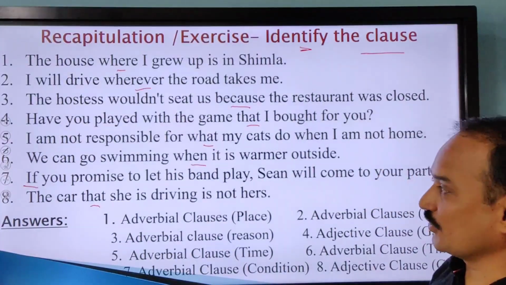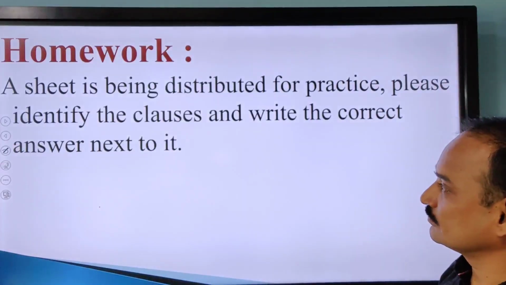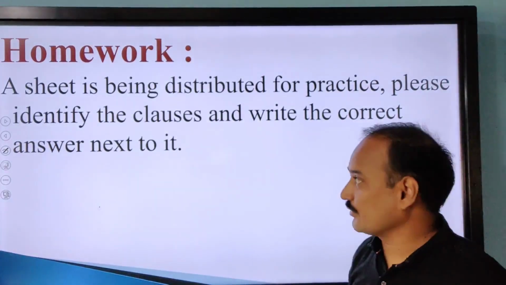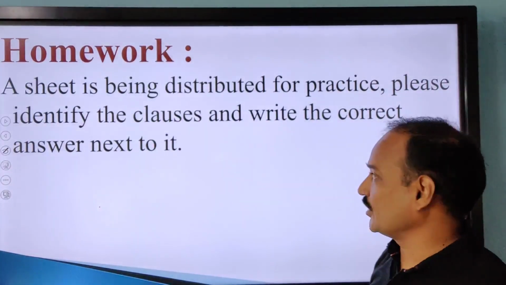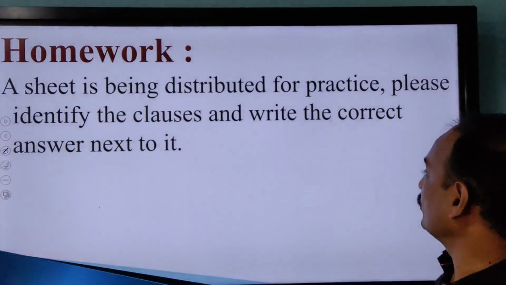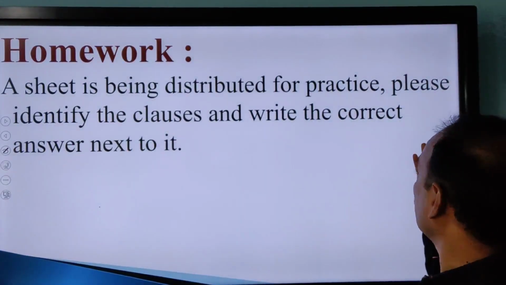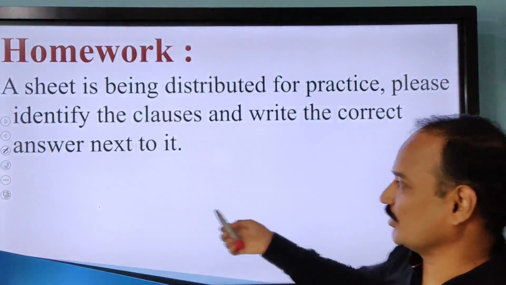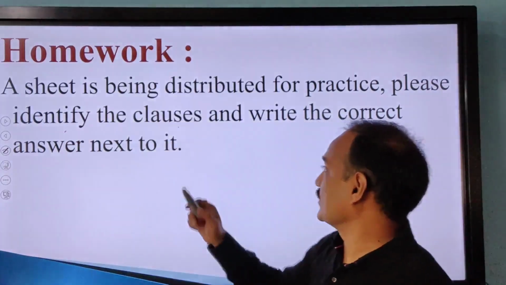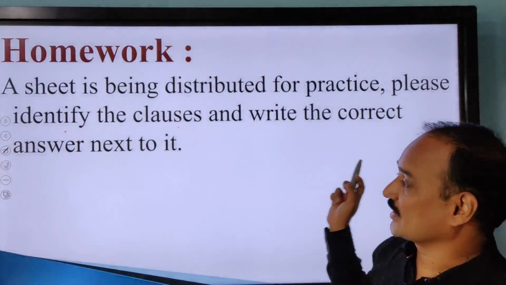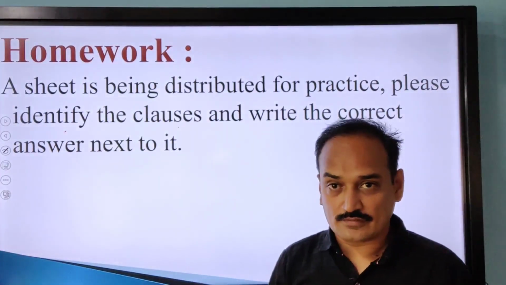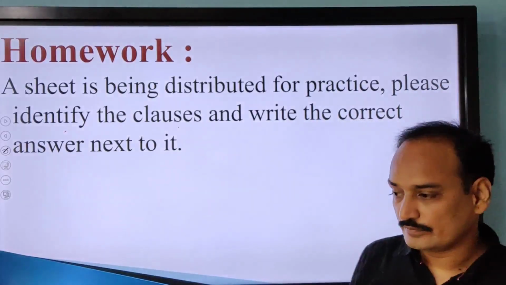Okay, let us go for our homework. One sheet is there with me that I am going to distribute. A sheet is being distributed to practice. And what is your job? That same job: you have to identify the clauses and write the correct answer next week. Clear? Thank you.